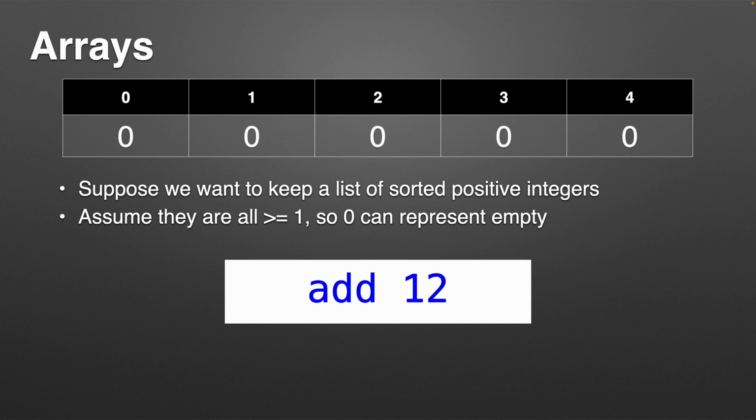So we can start, say we get 12. We need to add 12. That's pretty easy. We just stick it in the first slot there. 14 is also pretty easy. We just put it in the next slot. 15, doing really well here. And now 1. So what do we have to do when we receive 1 in this case?